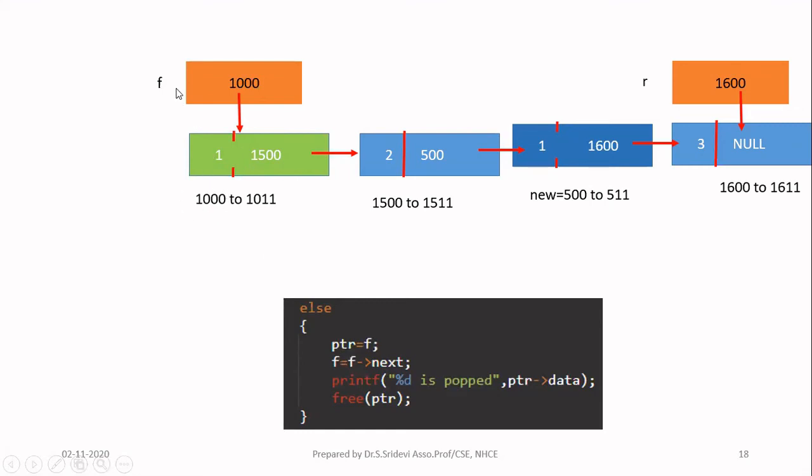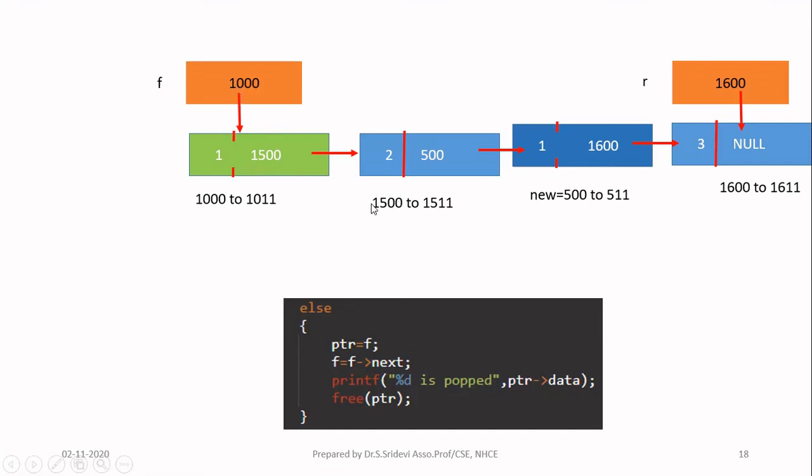This 1000 is now available in F. So I am writing PTR is equal to F. Then this I am going to delete. After I delete, what will be my F? F will now point to this node, this blue node only, because one is deleted. So the blue node is having the value as 1500. So that I have to store it in F.